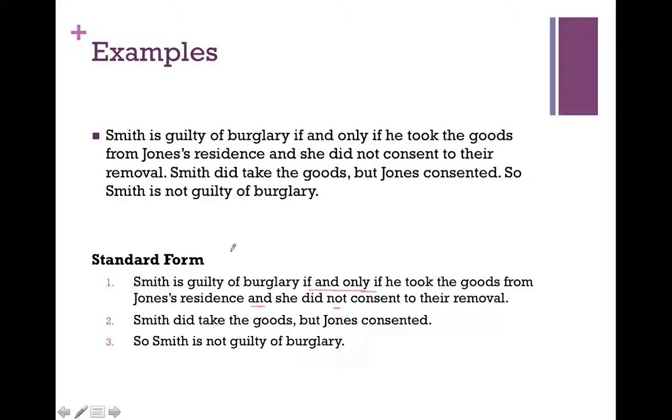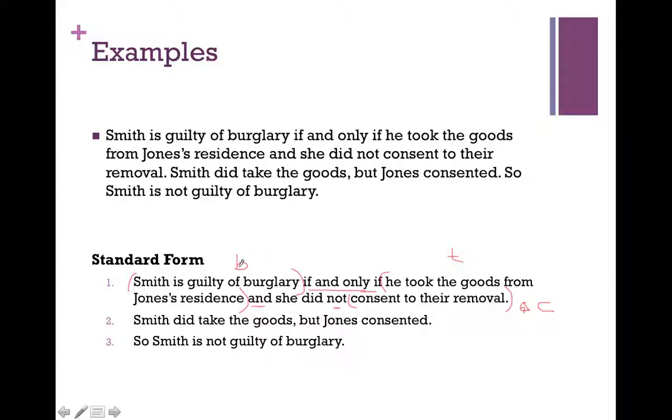So let's say for this first atomic proposition right here, Smith is guilty of burglary, we use a B. If and only if he took the goods from Jones's residence. So for he took the goods from Jones's residence, I can't remember what letter I used, but let's say T for took, and she did not consent. And we'll use a C, which C stands for she consented to their removal.